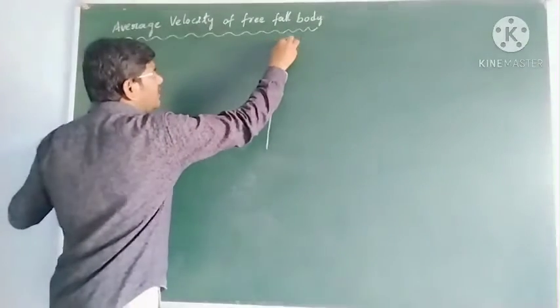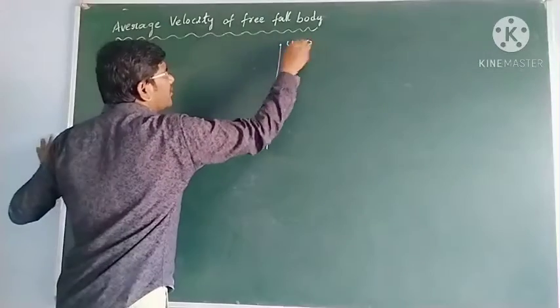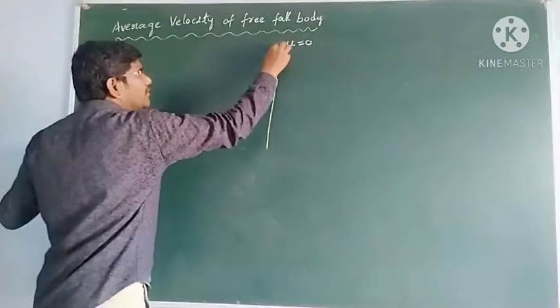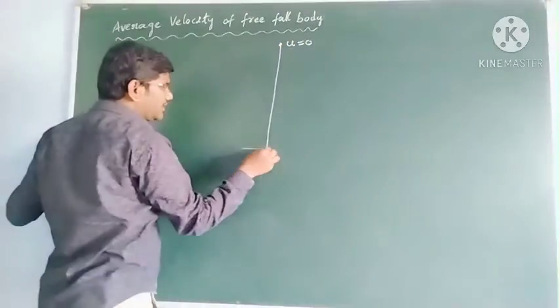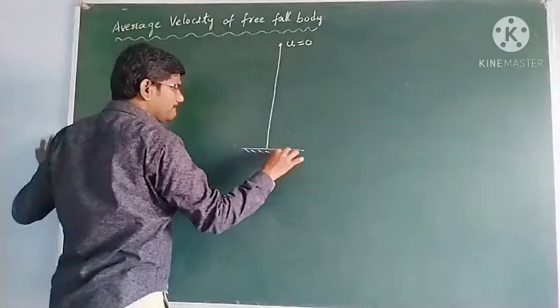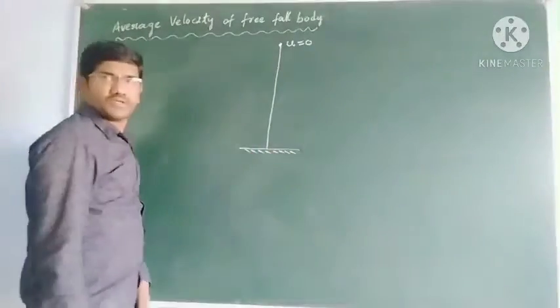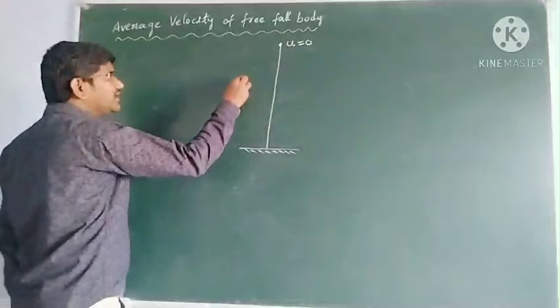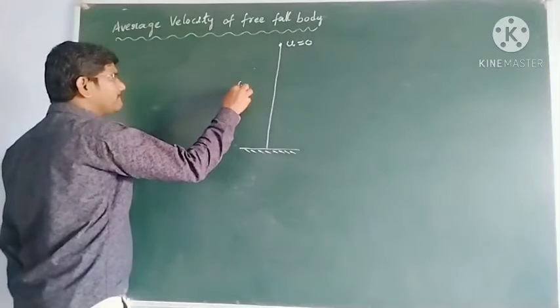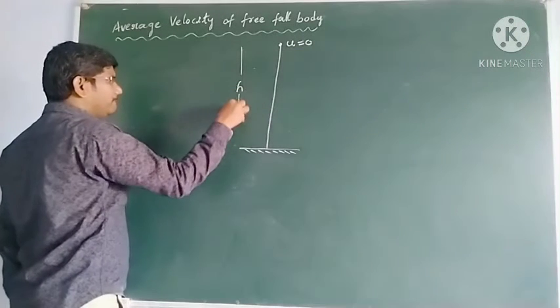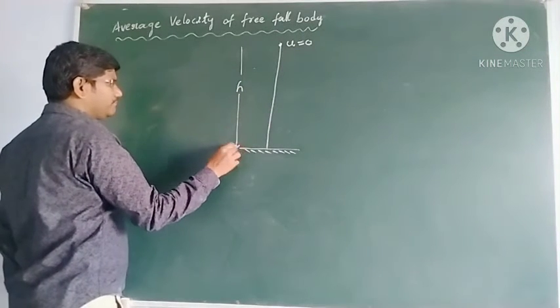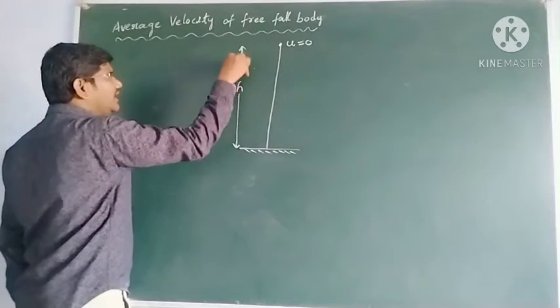So an object is dropped from this point, and this is the ground. This is the total height I am taking.